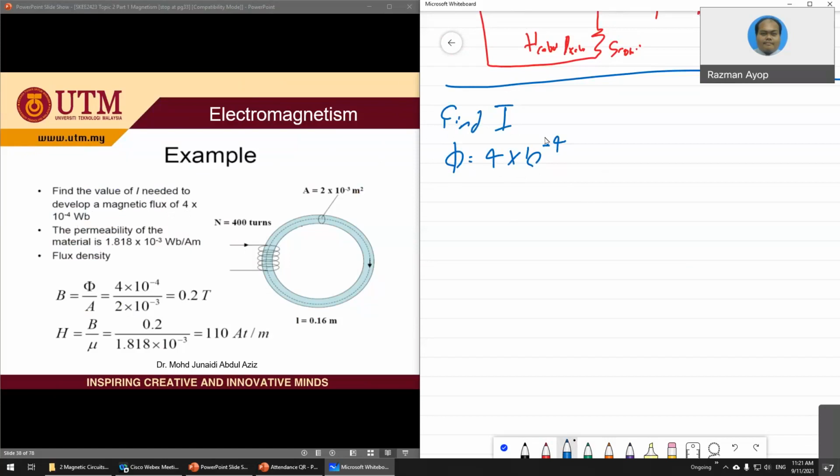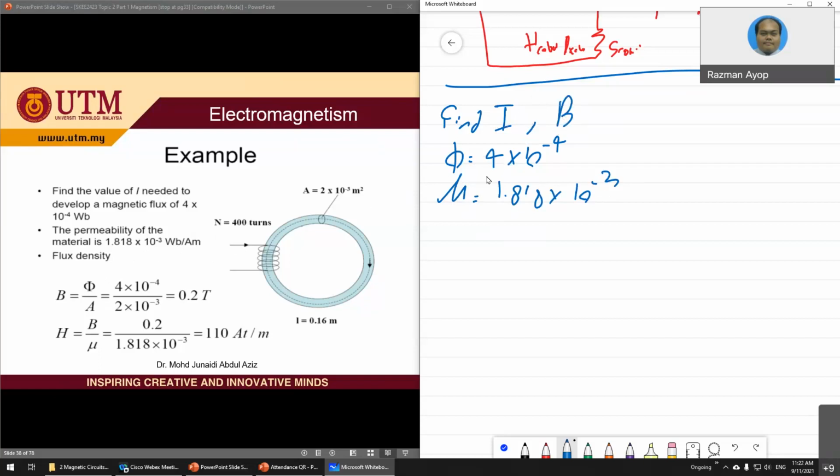So the permeability: if it has a unit, it is mu. If there is no unit, it is mu r. Be careful. And mu r is usually 100 to 1000, while mu is usually milli to micro. So mu is 1.818 multiplied by 10 negative 3. And also find the flux density. So they want you to find I and B.